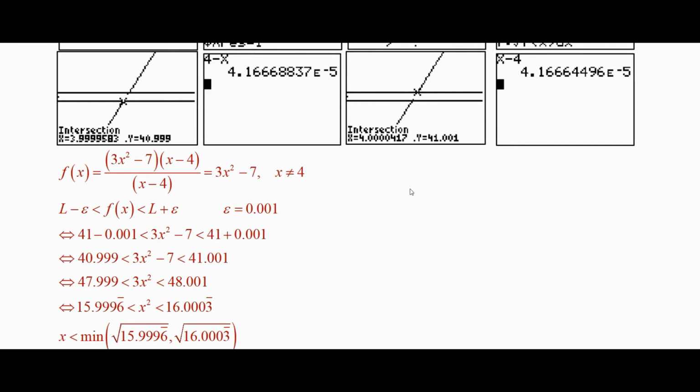But to 5 decimal places, it's 4 zeros and then a 4.